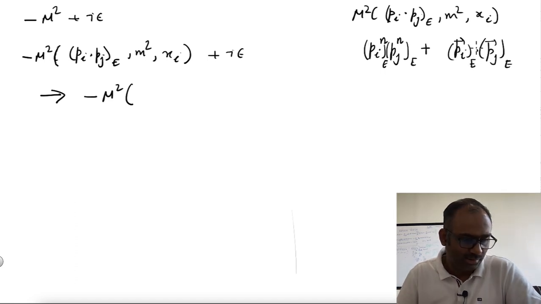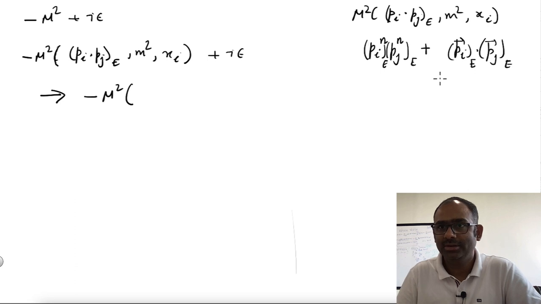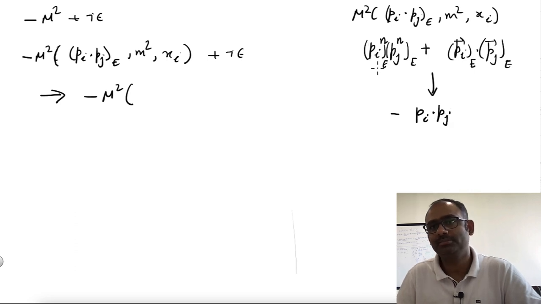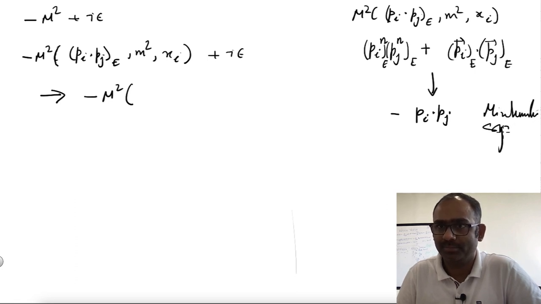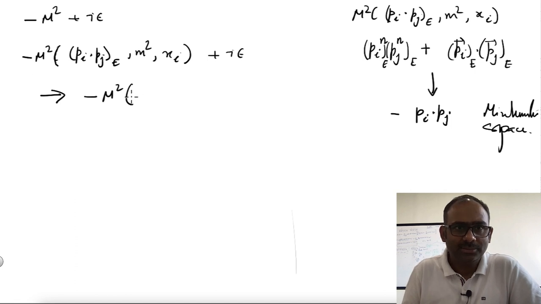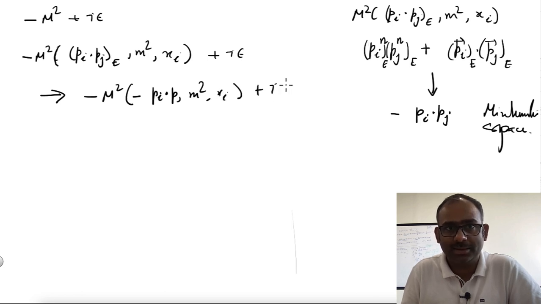Okay. Now, when you rotate, as we saw just now, this will become minus p I 0 p j 0. So, this upon rotation will give you minus p I dot p j, okay, I pulled out a minus sign. Now, this is in Minkowski space. So, minus m square of minus p I dot p j m square x I plus I epsilon.